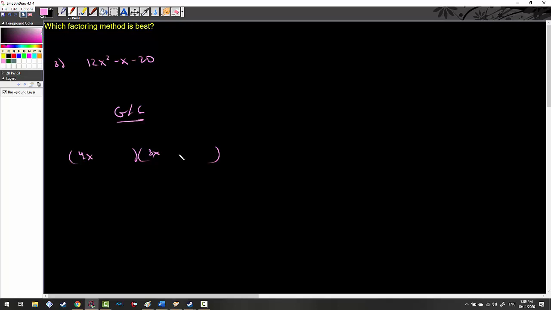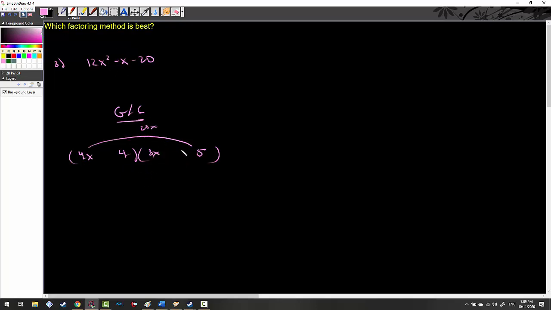So at this point, I just start guessing. Two numbers that multiply to 20 are 4 and 5. Now here's what I'm going to do. I'm going to throw the 4 down here and the 5 down here. I will now check my answer. This gets me 20x. This gets me 12x. There is no way that 20 and 12 can get me to negative 1.